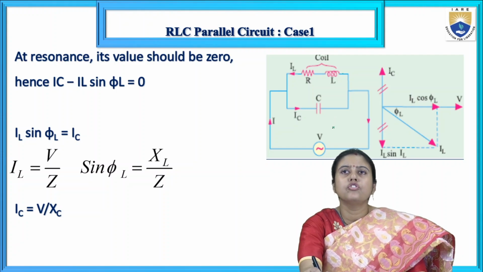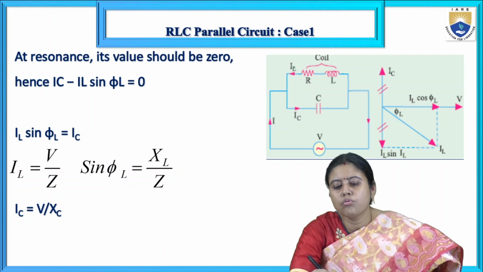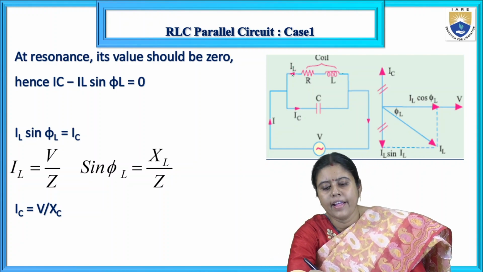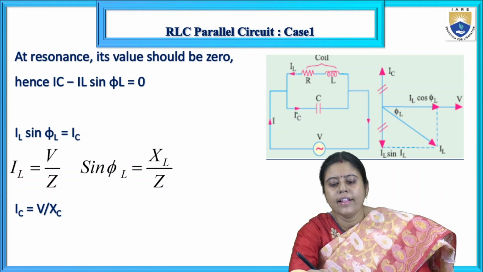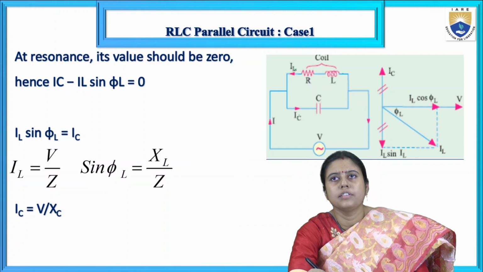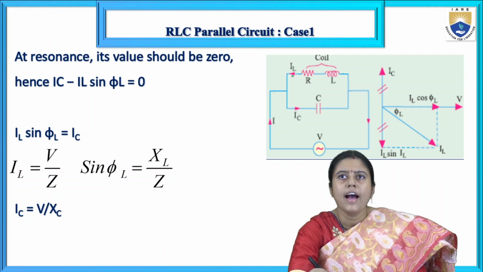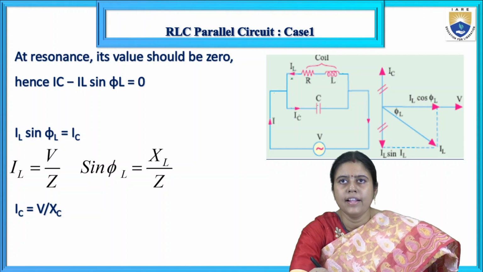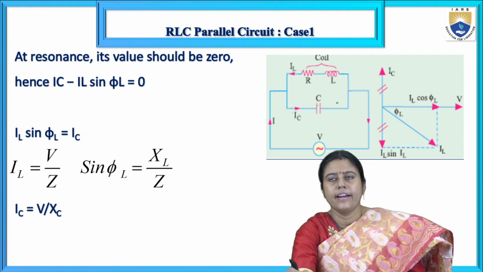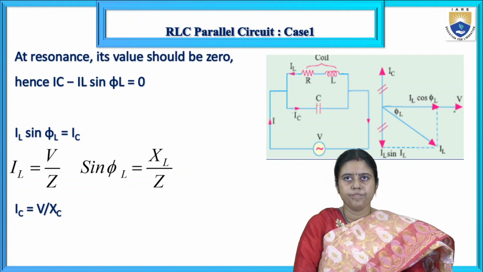First we have to draw the circuit. Here you can see there are two currents we have written, IL and IC. So what is I? I is equal to IL plus IC. Now we are giving the voltage V here.